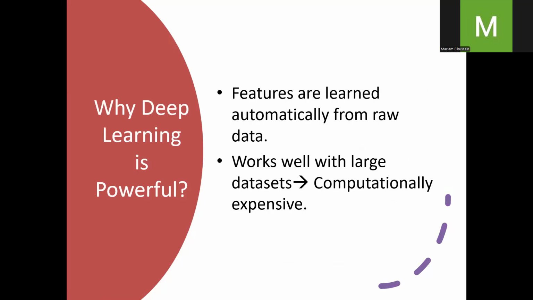Why is deep learning powerful? Unlike all the work that we've done with simple machine learning models and ensemble models, deep learning learns automatically from raw data. You do not need to do all the work of feature selection, it does most of the work for you, but it's also computationally expensive. It's extremely expensive on your computational resources.